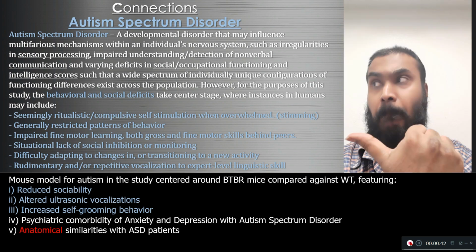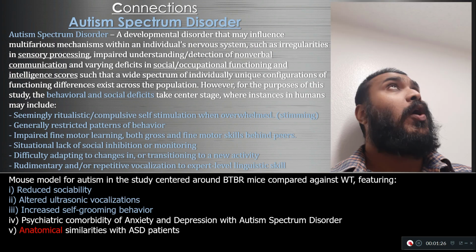So you may have heard of this disorder. Autism spectrum disorder is a developmental disorder that may influence many different mechanisms within an individual's nervous system, such as irregularities or problems with sensory processing. You may see impaired understanding or detection of nonverbal communication cues, or you may see varying deficits in social or occupational functioning and intelligence scores, such that a wide spectrum of individually unique configurations manifest across the population. However, for the purposes of this study, we're going to look at mostly the behavioral and social deficits.